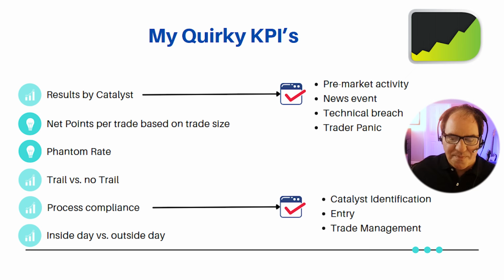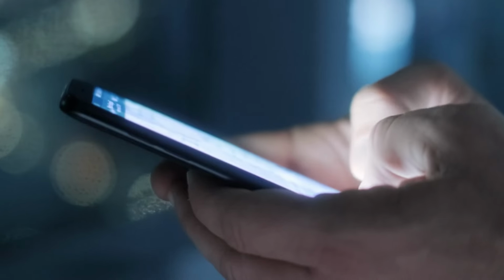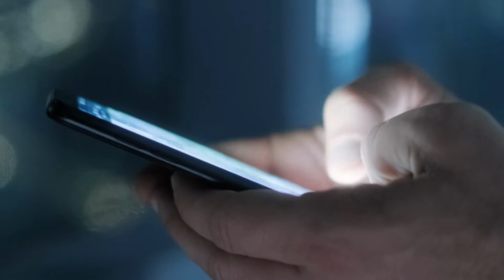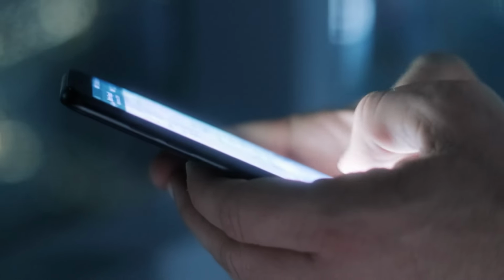All right, let's go to the next one. Net points per trade based on trade size. Well, of course, on my trade size, when it's bigger, I'll probably have higher results. I mean, that's the whole basis of it. But what about those results based on per unit of trade? So what I'm trying to find out here in my KPIs is, am I taking advantage of my A+ setups with size? But more importantly, if I break it down to trade size per unit, do I tend to maybe take profits too early?